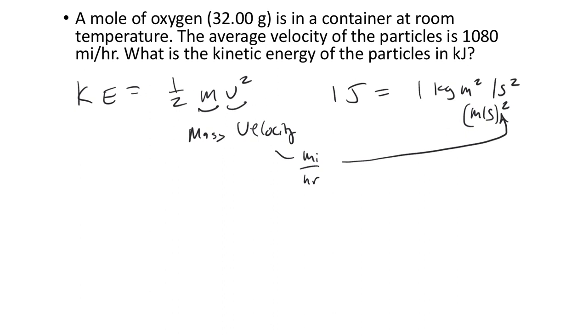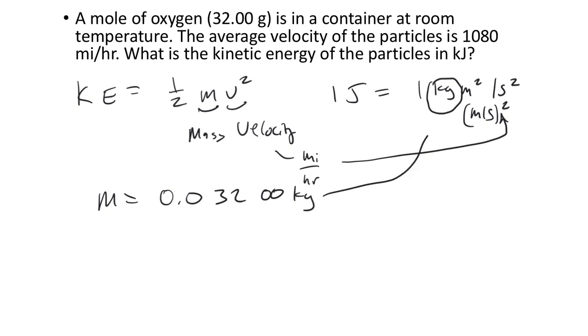Okay, so the first thing we might do in this problem is convert grams to kilograms. So the object's mass in kilograms would be this number of kilograms. Again, I'm just going to convert to kilograms for later use in converting over to joules. And then I'm also going to convert my miles per hour to meters per second. That's a conversion we need to do.